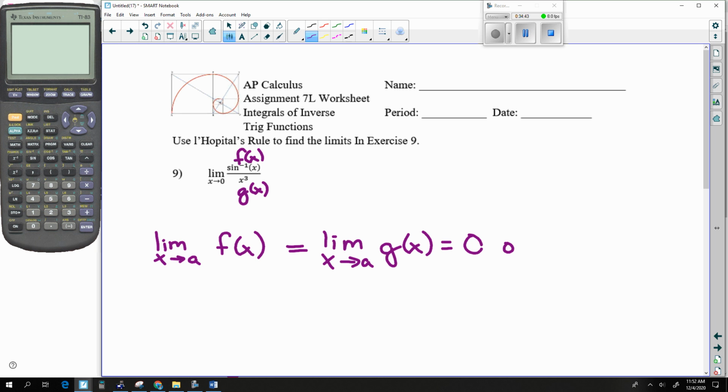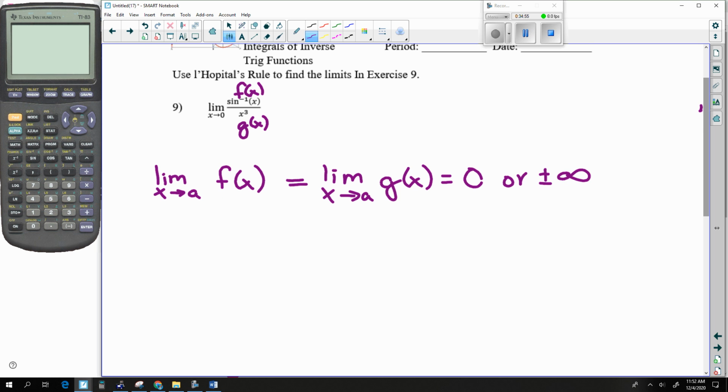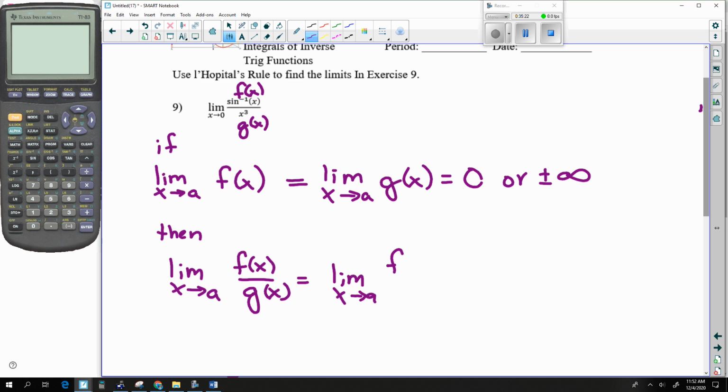probably say or. Okay, then if the limit of the top is equal to the limit of the bottom, and it's either equal to 0 or plus or minus infinity, or a combination of the two, but if that exists, then that implies the limit as x goes to a of f of x over g of x is equal to the limit as x goes to a of f prime of x over g prime of x.